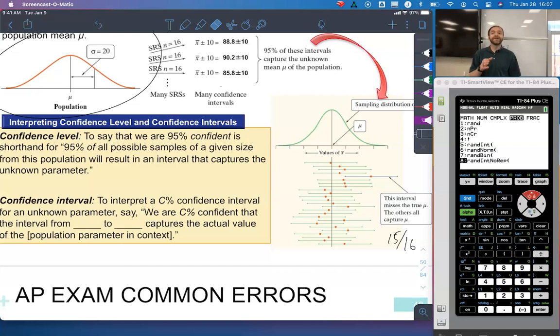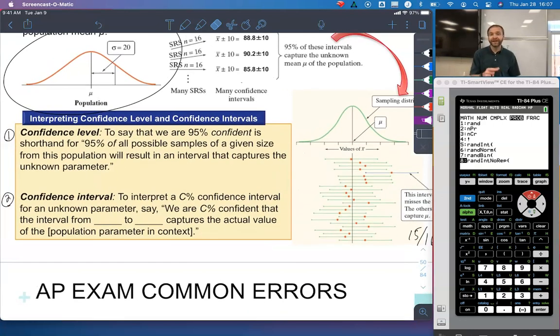So 95% of all possible samples of a given size from that population will result in an interval, because that's what we're constructing, that captures an unknown parameter. The confidence interval says we are 95% confident that the interval we find from lower bound to upper bound captures the true population parameter in context.